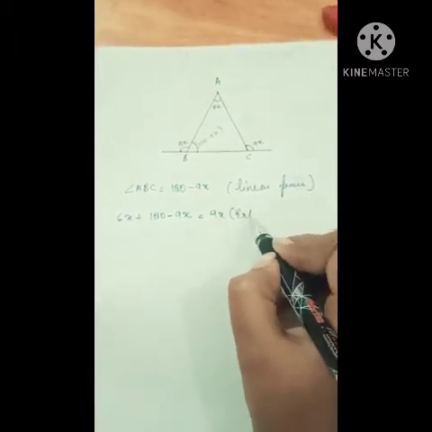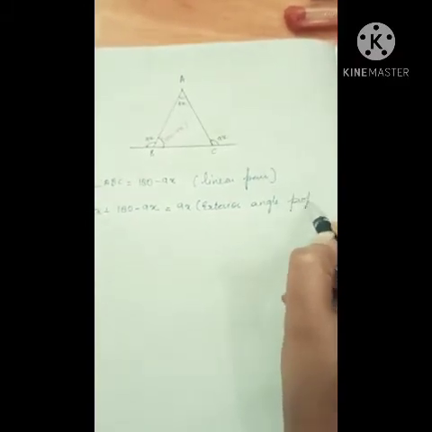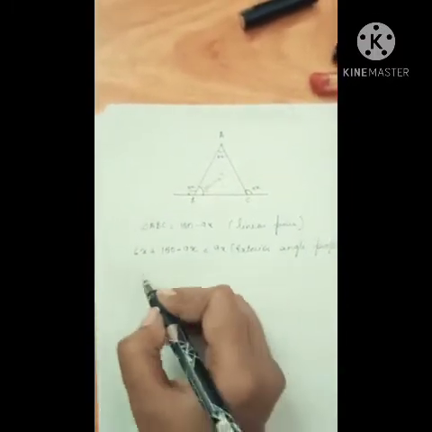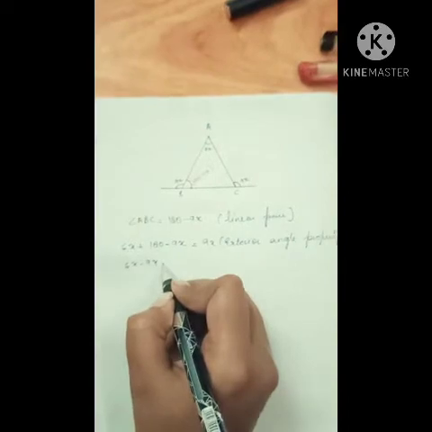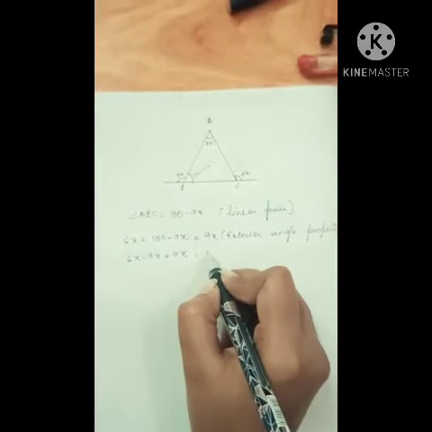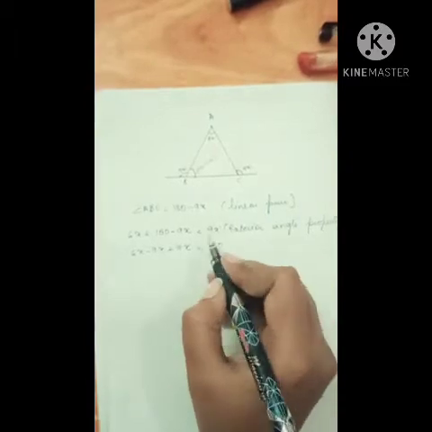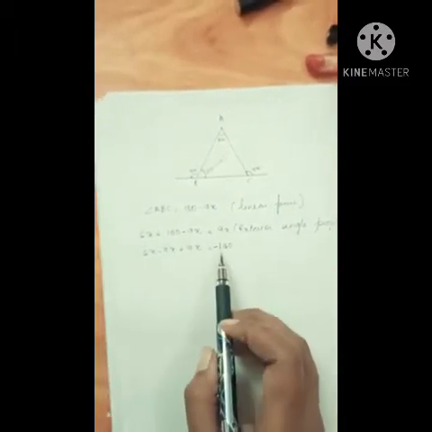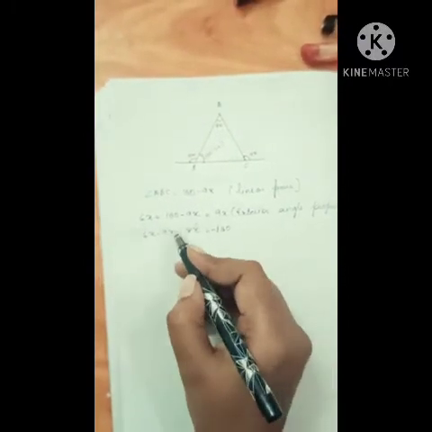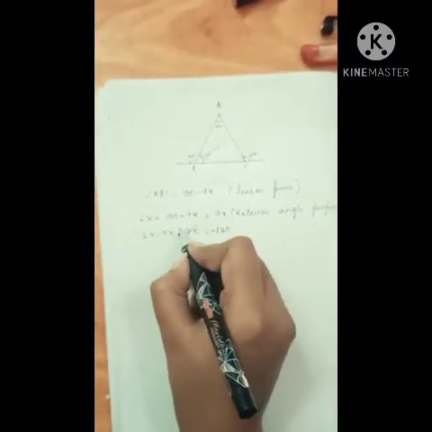This is exterior angle property. Okay. Now we collect the variables one side and the numbers one side. When we move this 180 this side, its sign changes to negative. So here we get this one, cancel out. No. This is also minus 9x.